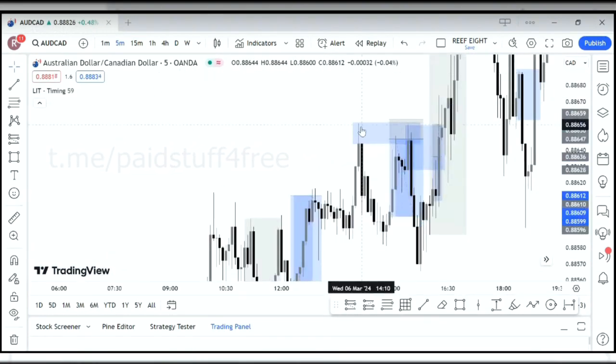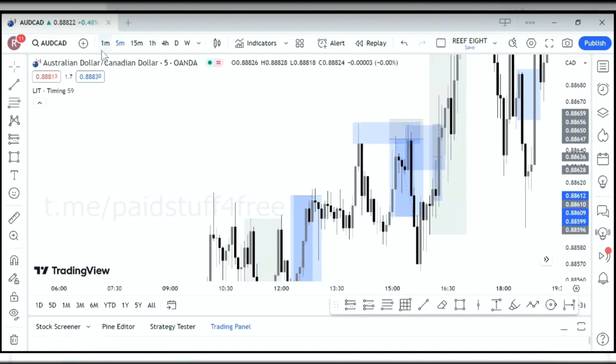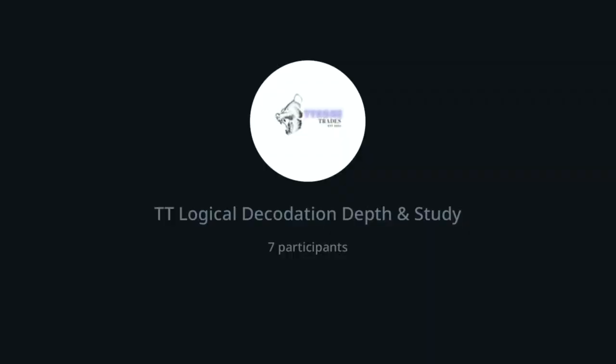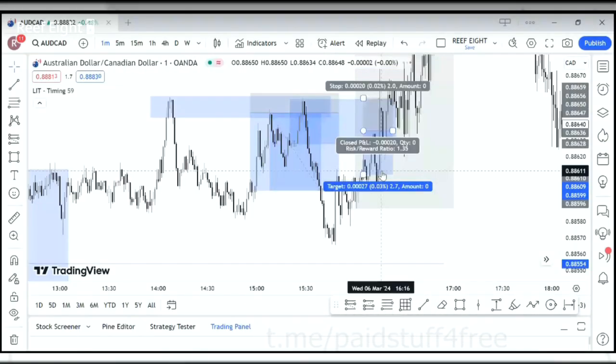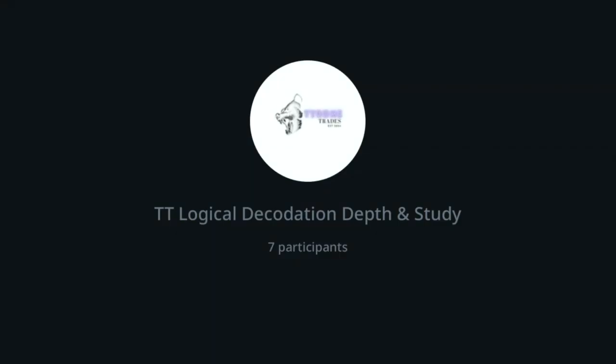Now this one, now you can see here, still the same thing, swing high, swing low. You go to the internal time frame. Very simple. You go to the internal time frame and see what was there. Now this one would be a little bit tricky.